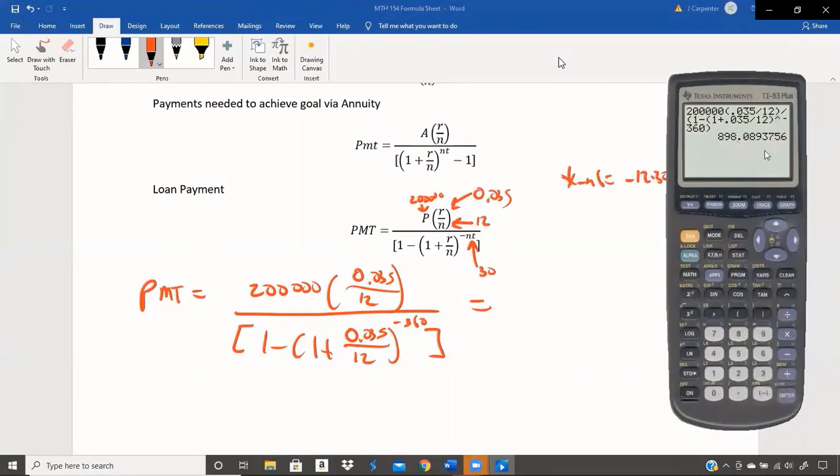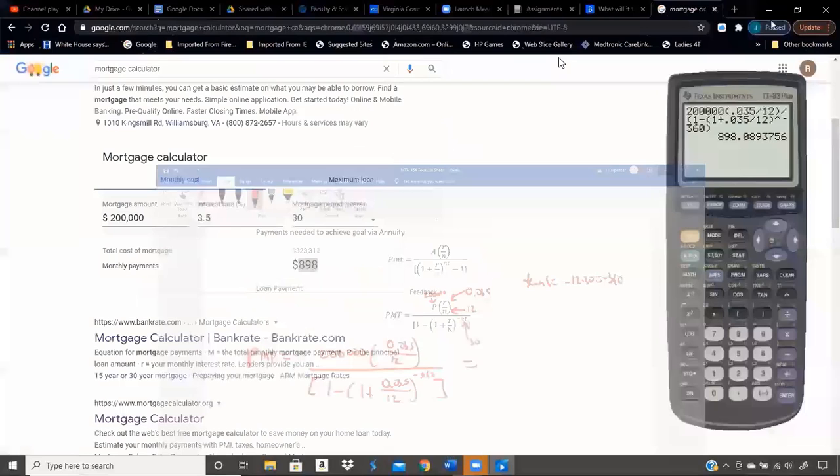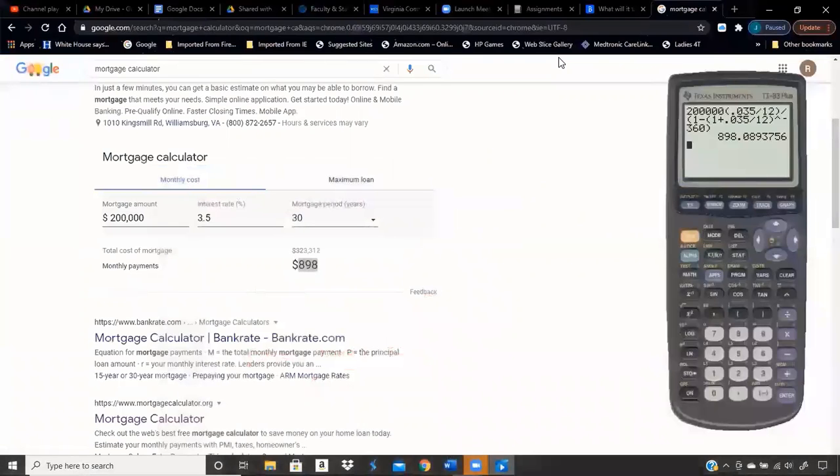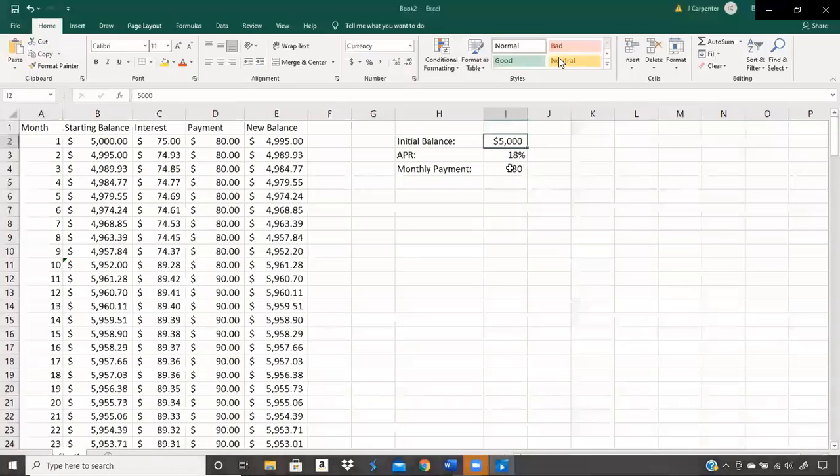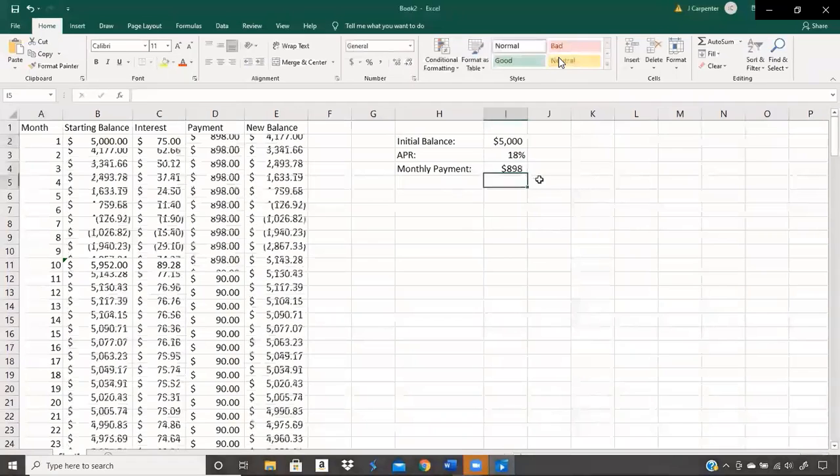And then our formula does have the pennies, 9 cents. Well, let's just stick to the whole dollar of $898. So it works. It's not just made up. So now that we have that, our monthly payment was $898.